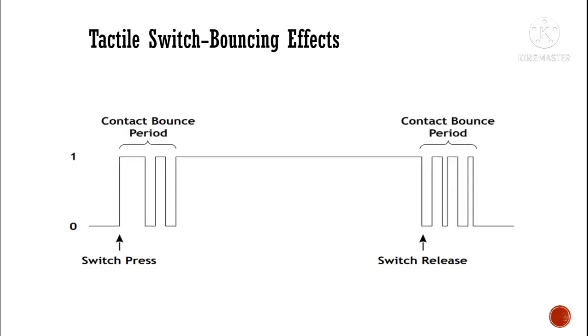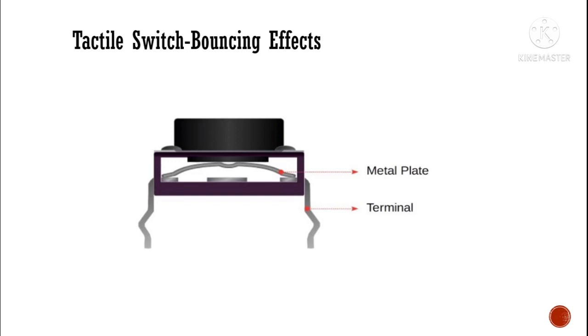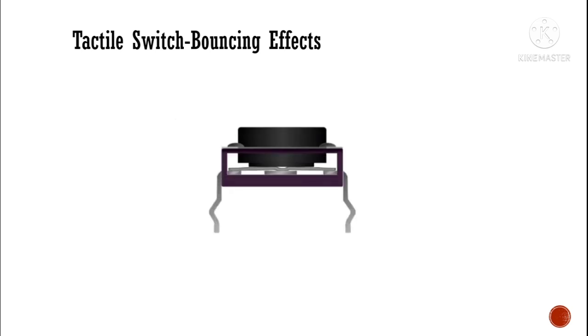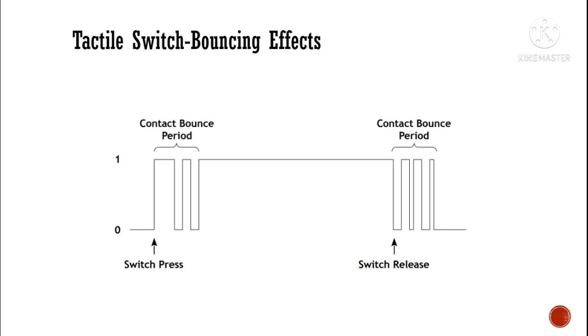Tactile switch bouncing effect. When we press a switch, the two metal parts come into contact to short the supply, but they don't connect instantly. The metal parts connect and disconnect several times before the actual stable connection is made. The same thing happens while releasing the button also. This bouncing effect can be eliminated by giving a delay.